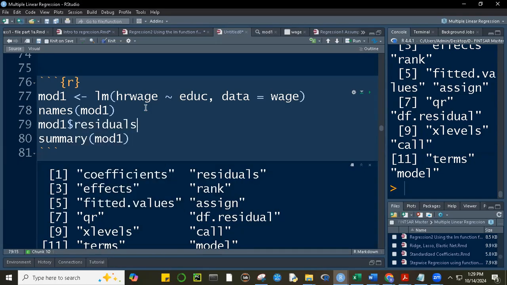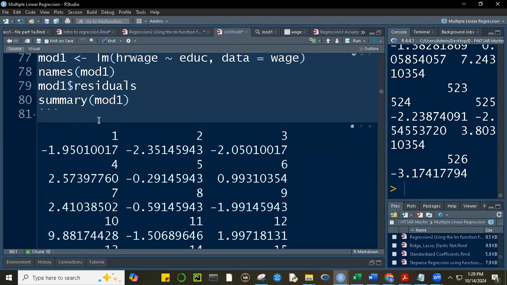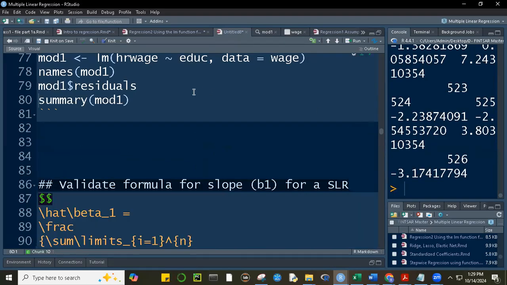If I print that, control enter, there, class, it will give us what's inside this, yung negative 1.95, etc. There are 526 observations, so 526 values ito. Okay? So the mod 1 object contains very important information, data about the model.